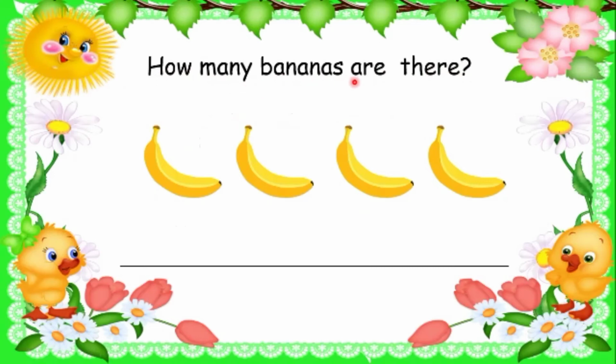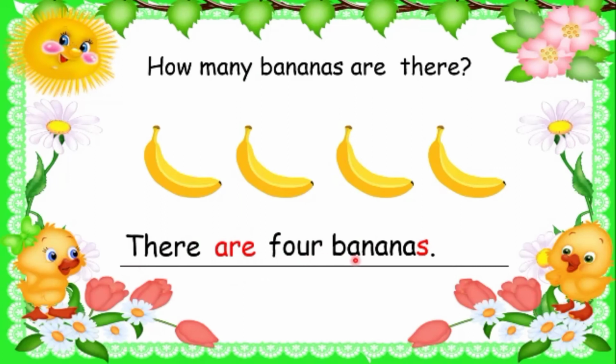How many bananas are there? Let's count. 1, 2, 3, 4. So how are we going to answer that? There are. Again, why are we using are? Because it's many. There are 4 bananas. We add S or write S at the end of the word banana because it's many. So, there are 4 bananas.